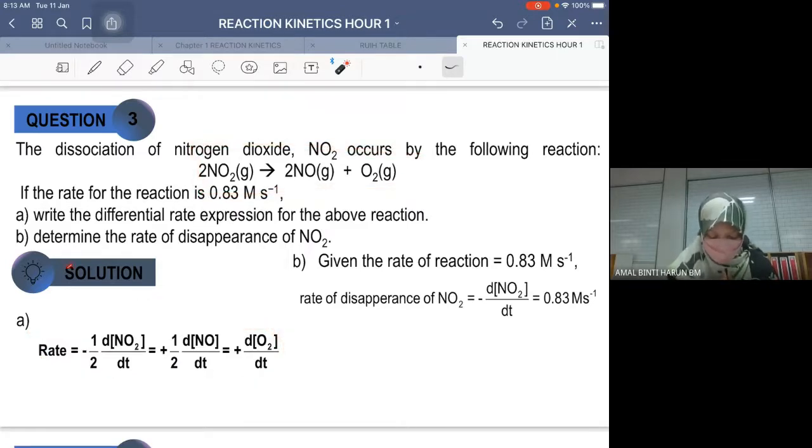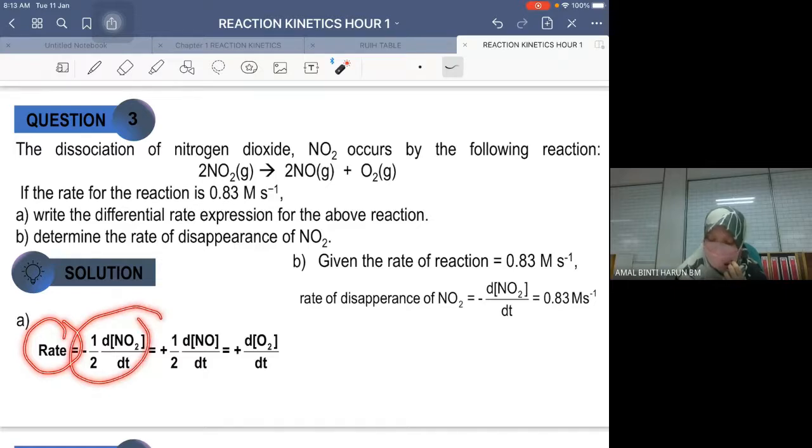Okay, B. Determine the rate of disappearance of NO2. Now, the question gives you the rate of the reaction, 0.83. So what is the rate of disappearance of NO2? Based on the differential rate equation, this one is given and we want to find this one.